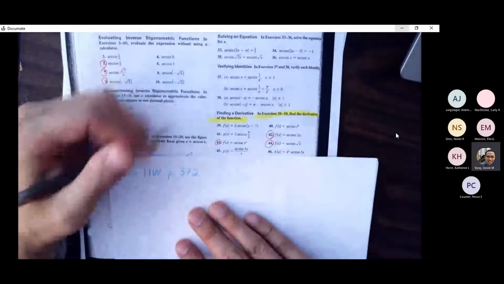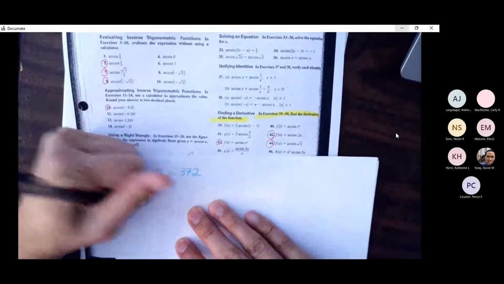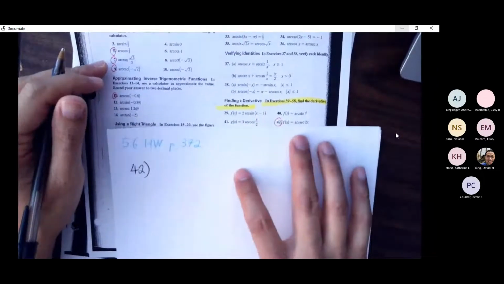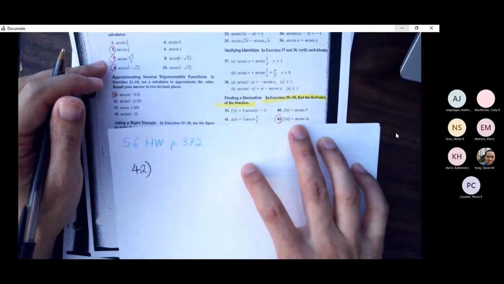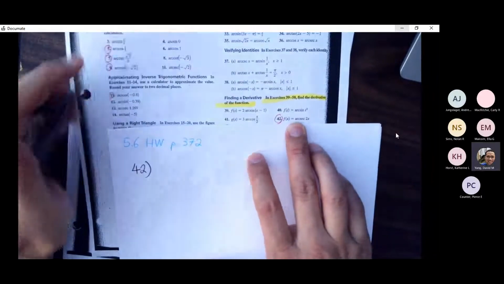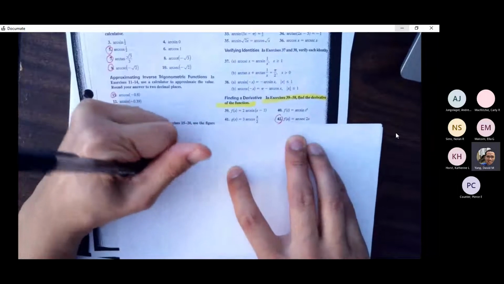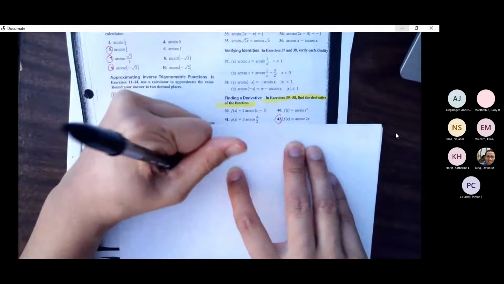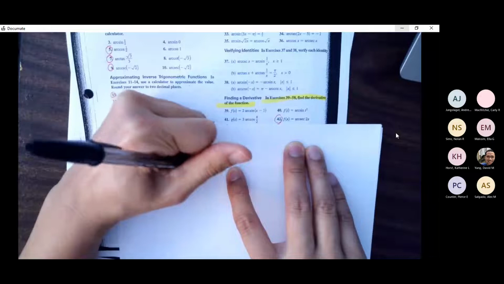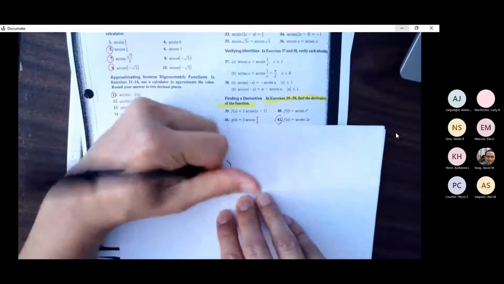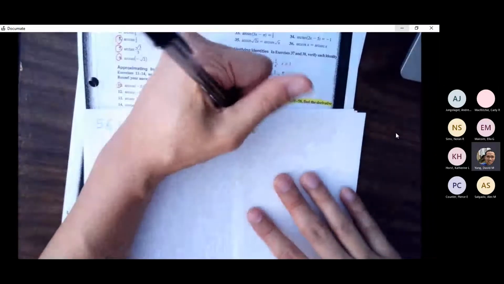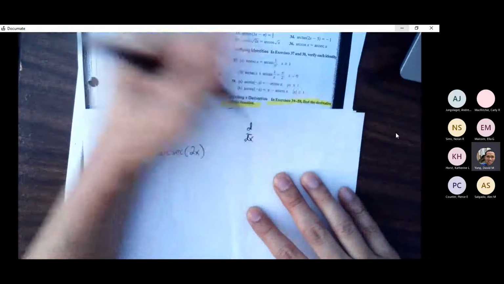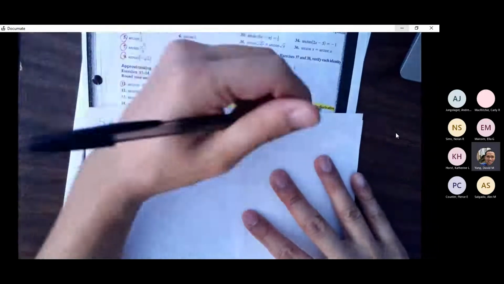Let me start off with 42. Okay, find the derivative of the function f of x equals arcsecant 2x. Okay, so let me remind us our derivative rules here for our trig.